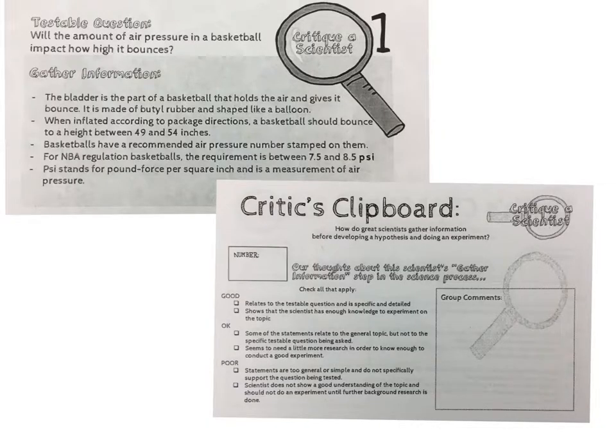Okay, so here's our first scientist. This first scientist's testable question says, will the amount of air pressure in a basketball impact how high it bounces? Take a moment, pause the video, and read the information that this student has gathered on their testable question. After reading this information, look back to your critic's clipboard and judge this information. Is it good research, okay research, or poor research? When you're finished, replay the video to find out what I think the research is.